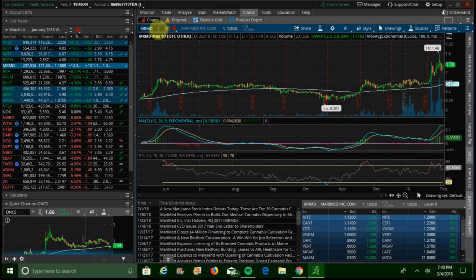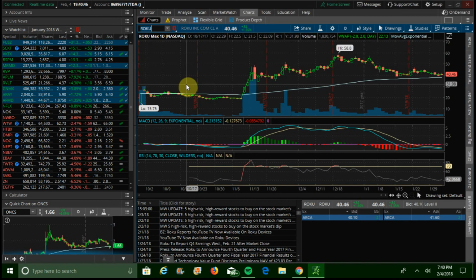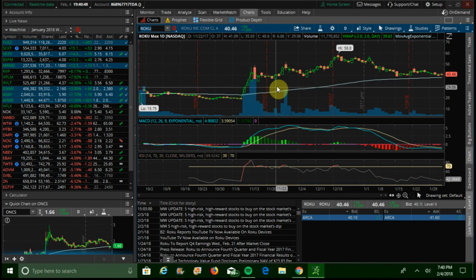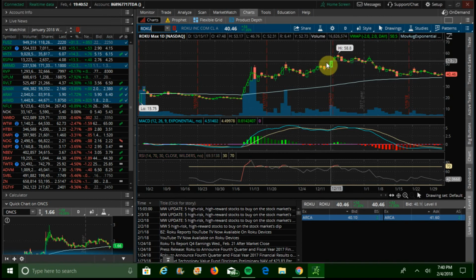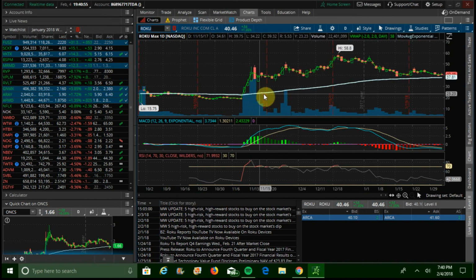Roku is a prime example of that, where I first started to learn this strategy, where it was just continually trading upwards. I had no idea, but I just knew that the 100-day moving average was something that people were talking about, and I should probably start using it at one particular time.